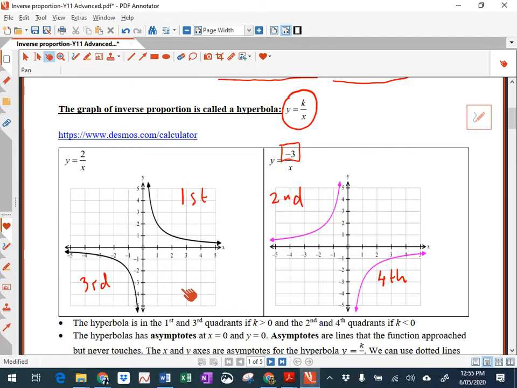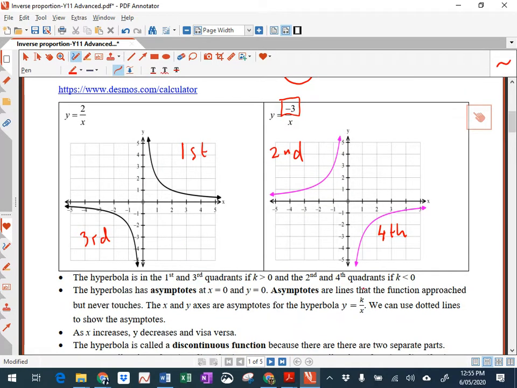Okay, so what are some other key points? Well, you did the first part. What about the second dot point there? The hyperbola has asymptotes at x equals 0 and y equals 0. Now, x equals 0 and y equals 0 are vertical and horizontal lines respectively. And asymptotes is a new word. It means it's a line that the function approaches but never touches.